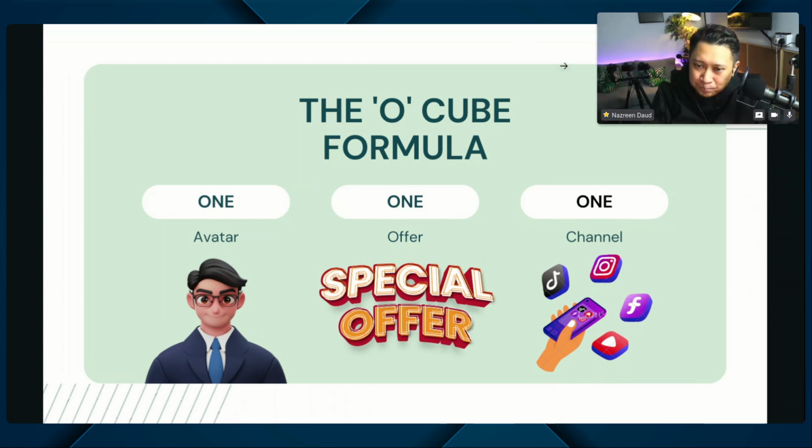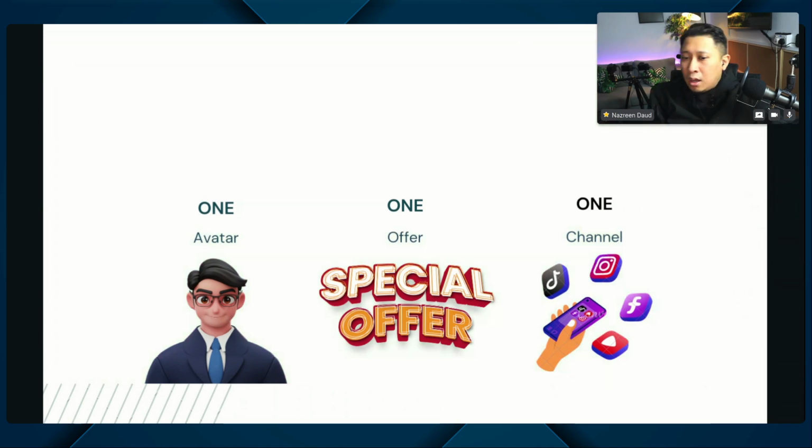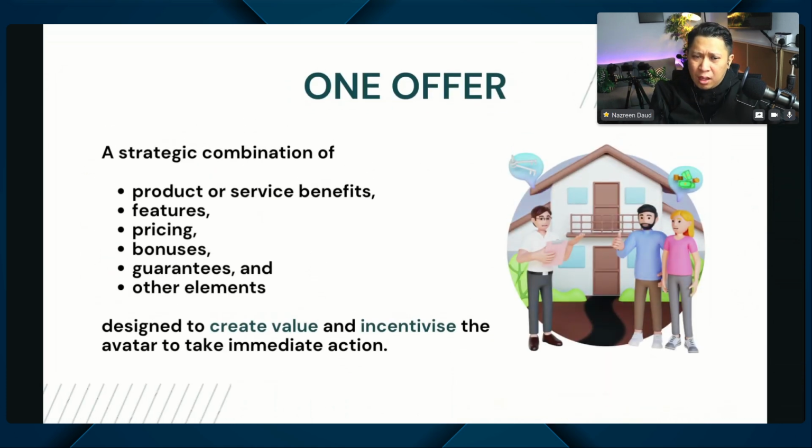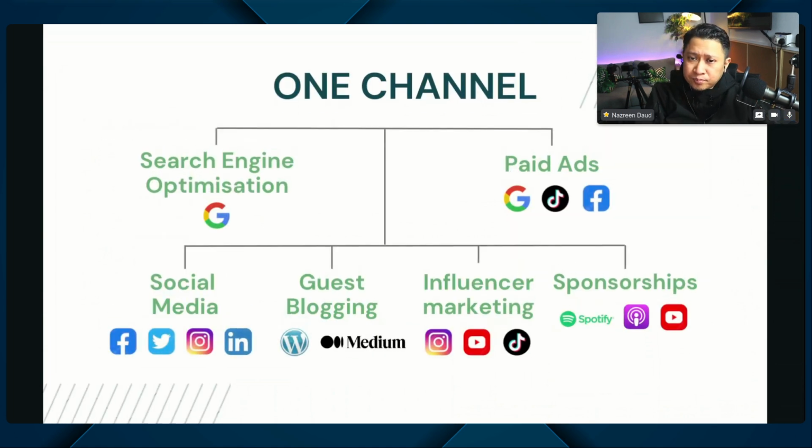Okay, so one channel. Once you have created the website, you need to know where to market it, be it TikTok or any other socials. So that's step 3 of the whole OCUBE formula equation. I don't need to explain; I think you understand what I'm speaking about. The avatar, the offer, and for the channel, I will elaborate more about this platform.